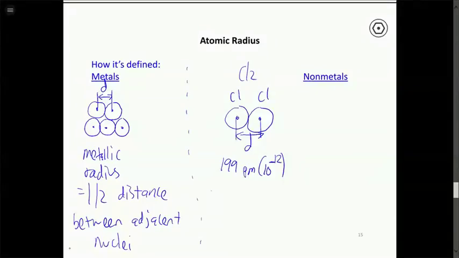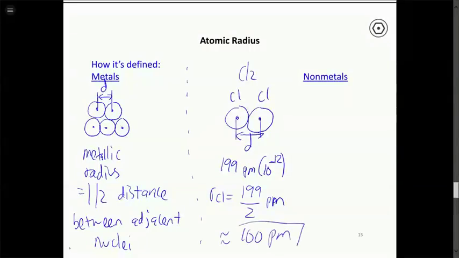And so that means the radius of a chlorine atom is going to be half of that distance, or about 100. So for diatomic elements, where we have two of the same atom bonded to each other, we can again measure the distance between them and say the radius is half of that.